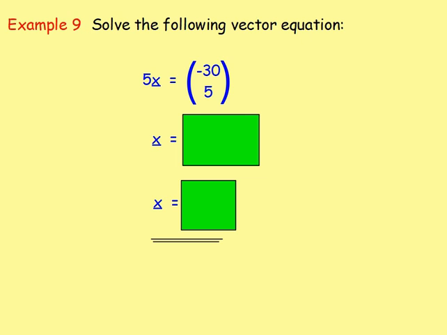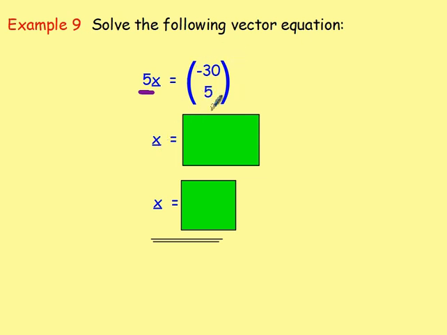Example 9, solve this vector equation. If you've got 5 times vector x, that would equal negative 35, 5. It is this vector with these components. But we just want vector x, we don't want 5x. So how do we get rid of this multiply by 5? Just do the opposite. And what is the opposite? Divide by 5. Good, you're dividing by 5. So if you divide that by 5, you would end up just with vector x.